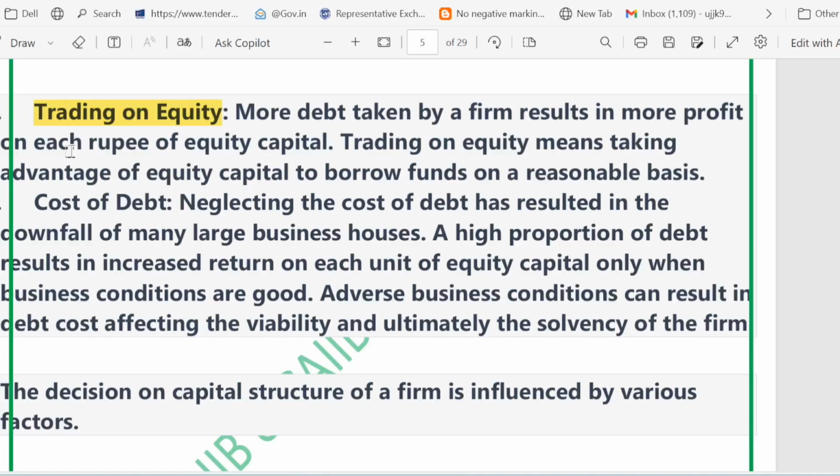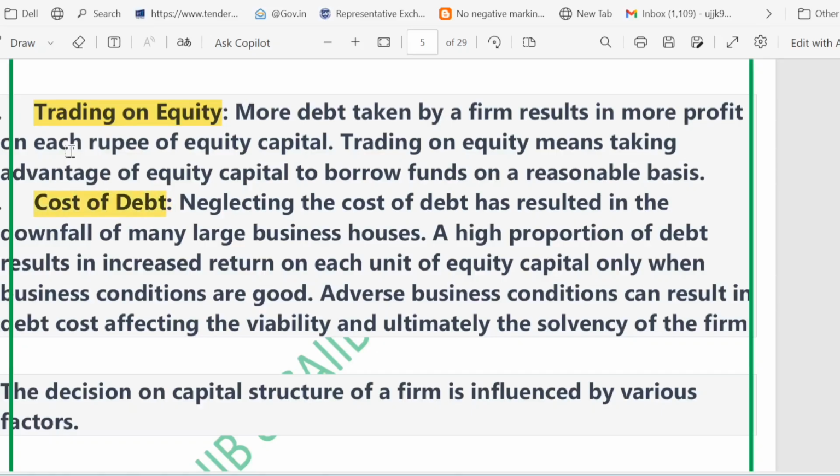You can see it written here. Basically, when a company already has equity, it can use that to raise more debt. If the business is doing well, the profit earned on equity capital increases with the debt. As the business is doing well and you are taking more debt, the profit we are earning on equity will also increase. So debt can act like a booster for equity return.